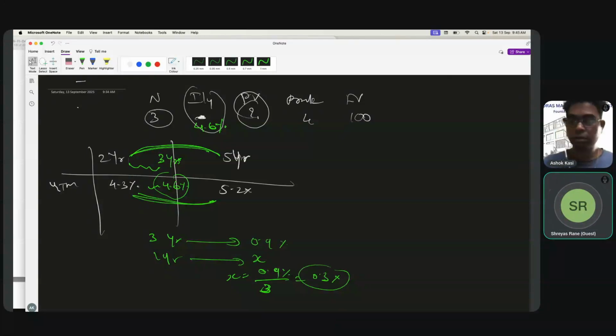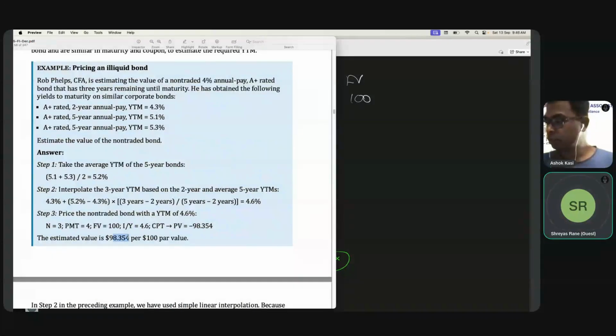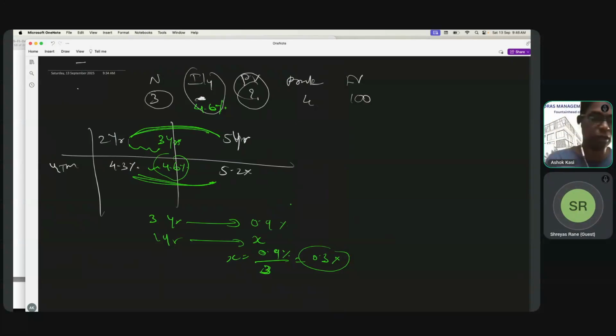Is it done? 98.35. That's it. So you can ignore these formulas and all.